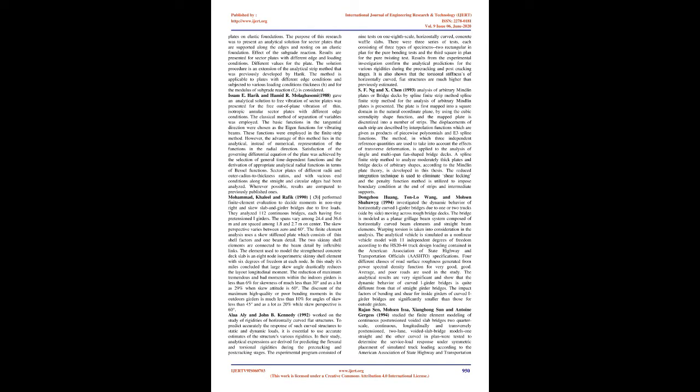The experimental program consisted of 9 tests on 1/8 scale, horizontally curved, concrete waffle slabs. There were 3 series of tests, each consisting of 3 types of specimens, 2 rectangular in plan for the pure bending tests and the third square in plan for the pure twisting test. Results from the experimental investigation confirm the analytical predictions for the various rigidities during the pre-cracking and post-cracking stages. It is also shown that the torsional stiffnesses of horizontally curved, flat structures are much higher than previously estimated.